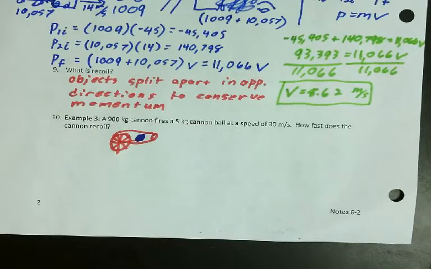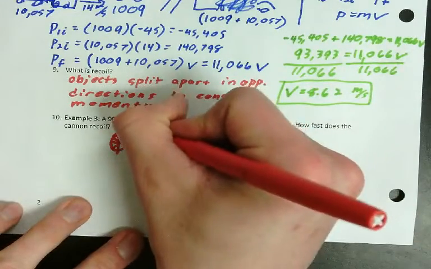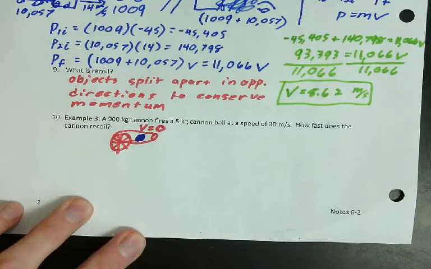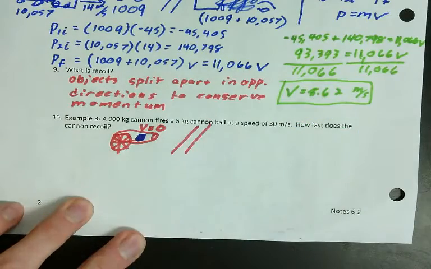Okay? So the key on this problem is, how fast are the cannon and cannonball going before they're fired? 0. They're not moving. So the thing we have to keep in mind is that the velocity is 0 at the beginning. Then the collision is the cannonball being fired.